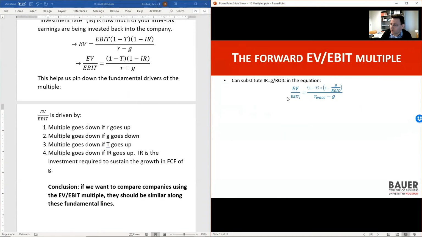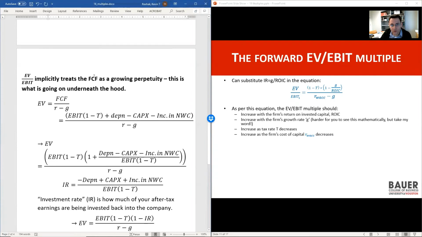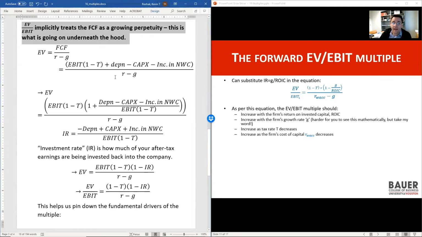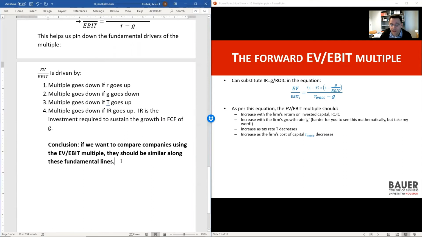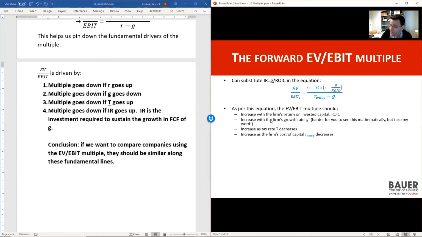That's all worked out here in the slides. Again, don't worry about the derivation. What you should know is that we have this top line here. We're implicitly treating the free cash flows as a growing perpetuity. So we're simplifying the firm quite a lot already. And then you should know the punchline, that if we want to use this multiple to compare different companies, they should be similar along these dimensions. And that's all laid out here. The EV over EBIT multiple moves along these lines that we've spelled out.